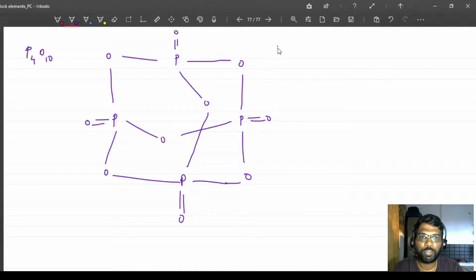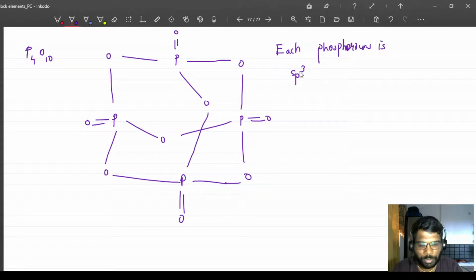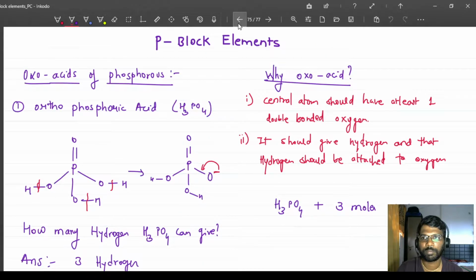So here each phosphorus is sp3 hybridized. So these are the things about the oxoacid of phosphorus, that is orthophosphoric acid. So I'll stop this lecture over here. In the next lecture, I'll be doing the next of the oxoacids of phosphorus.